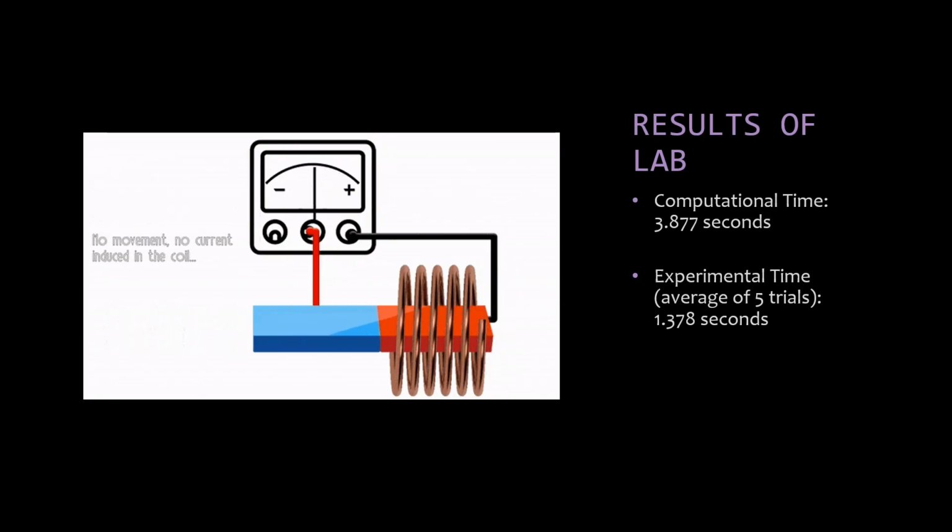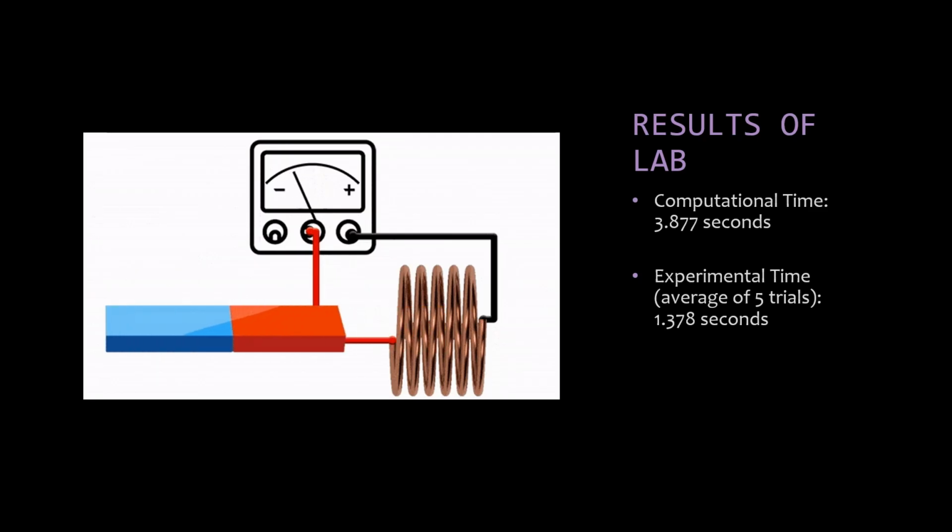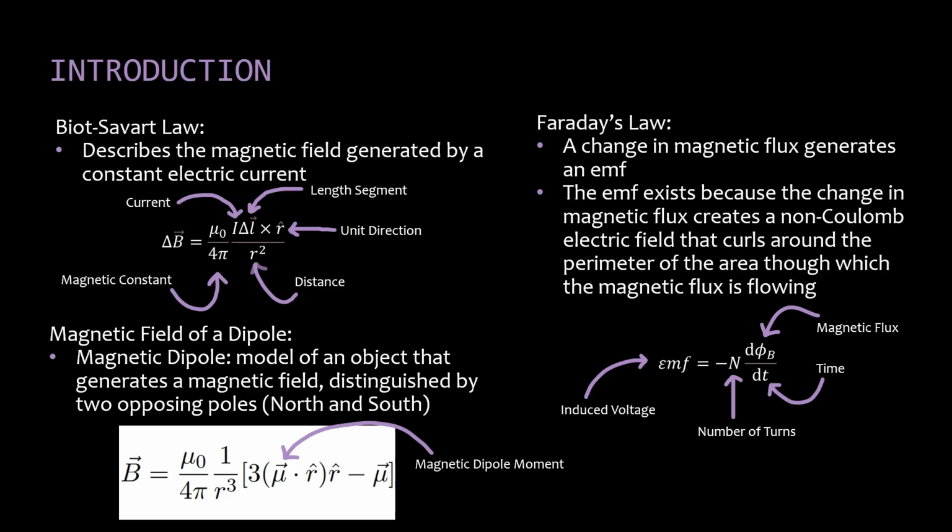The computational time I calculated was 3.877 seconds, and the experimental time, which was an average of 5 trials, ended up being 1.378 seconds. Now, as a little introduction, Biot-Savart's law describes the magnetic field generated by a constant electric current. Now, this is very important for this lab and is represented by this equation here. It is the change in B, which equals our magnetic constant, our current, times the cross product of the length segment in the unit direction, all over the distance squared.